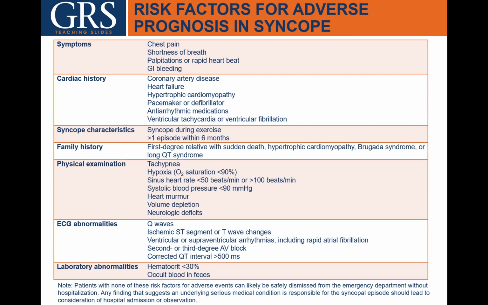Laboratory abnormalities: hematocrit lower than 30%, occult blood in feces. So anyway, I know it's difficult to remember it. Just pay attention to the heart. Any symptoms related to the heart are kind of a risk factor.